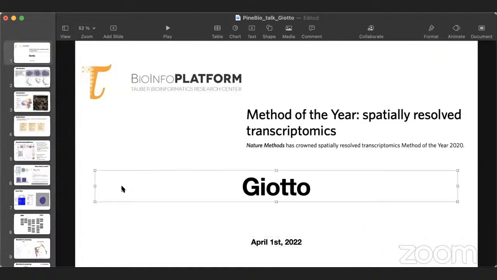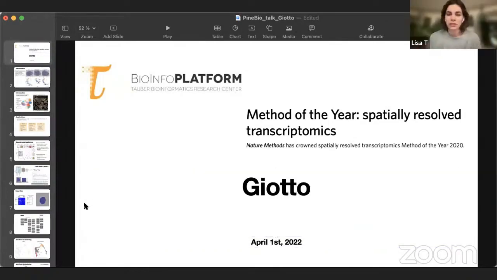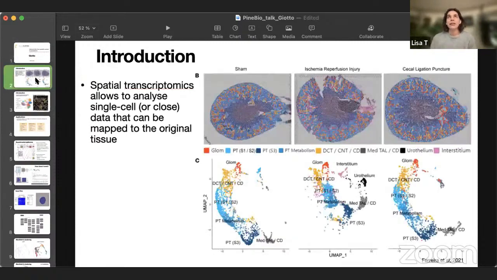Okay, so yeah, I'll be speaking about GeoTA, the tool that is used to analyze spatially resolved transcriptomics, the method that was named the method of the year by Nature. It was a great breakthrough when single cell was developed compared to bulk DNA. It allowed us to specifically study separate cells.